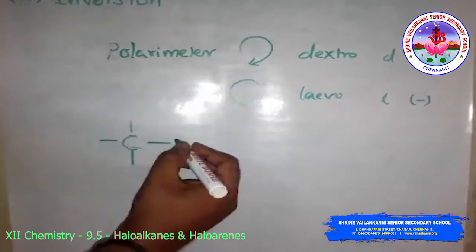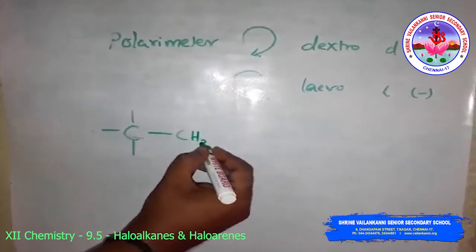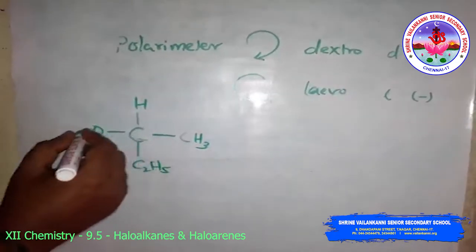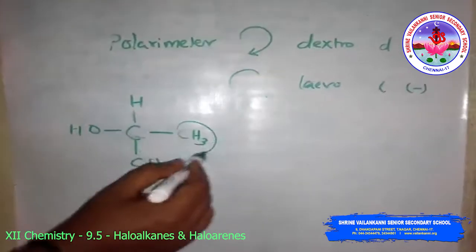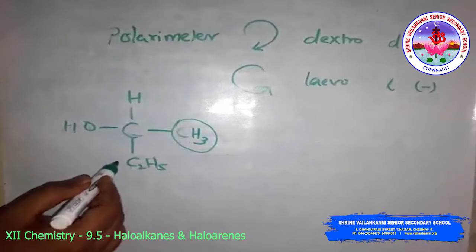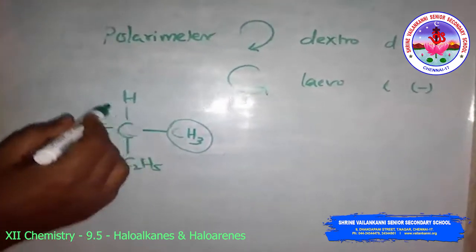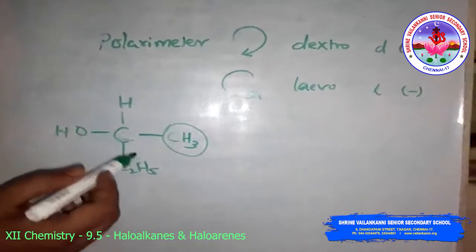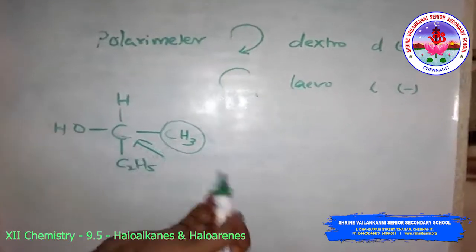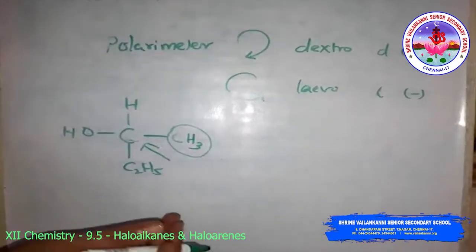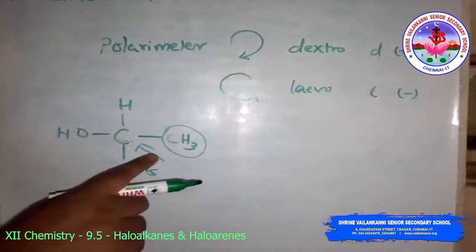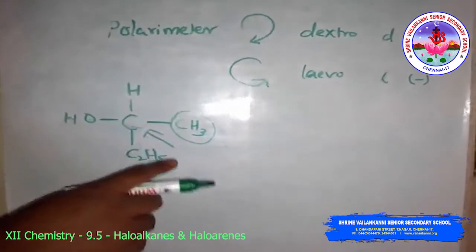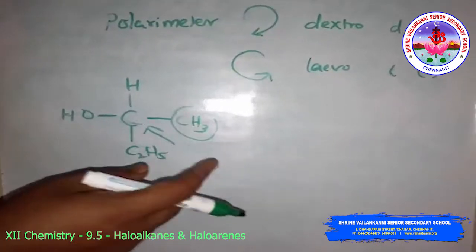For example, here the carbon is connected with CH3, C2H5, hydrogen and hydroxide. Look here: this carbon is connected with CH3, C2H5, OH and hydrogen. The four groups or groups of atoms attached to the valencies are different, so it is called an asymmetric carbon, chiral carbon or stereocenter. The resulting molecule lacks symmetry and is referred to as an asymmetric molecule. The asymmetry of the molecule is responsible for the optical activity in such an organic compound.